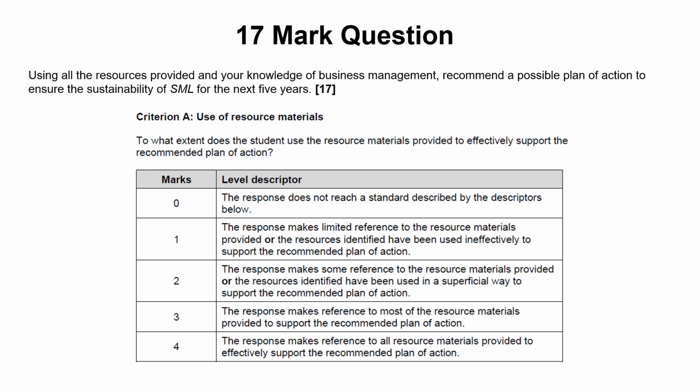Now, the reason for that, what we've actually seen, criterion A, you're marked according to these levels of response, A through to D. So understand what the examiner has in front of him or her and look at the highest mark, and they have that box. They have to be convinced you fall into that box. Now, criterion A is use of resource materials. The response makes reference to all resource materials provided to effectively support the recommended plan of action.